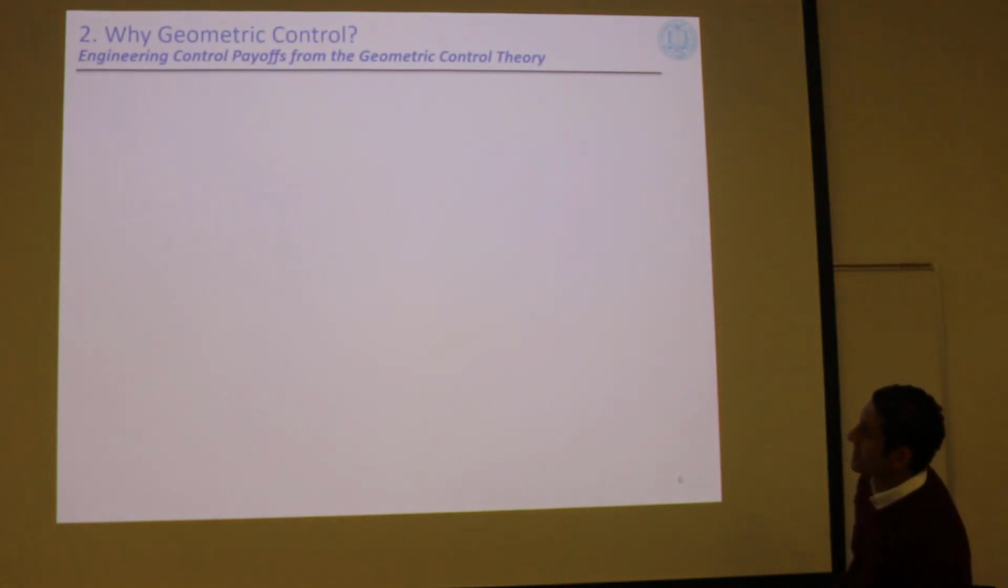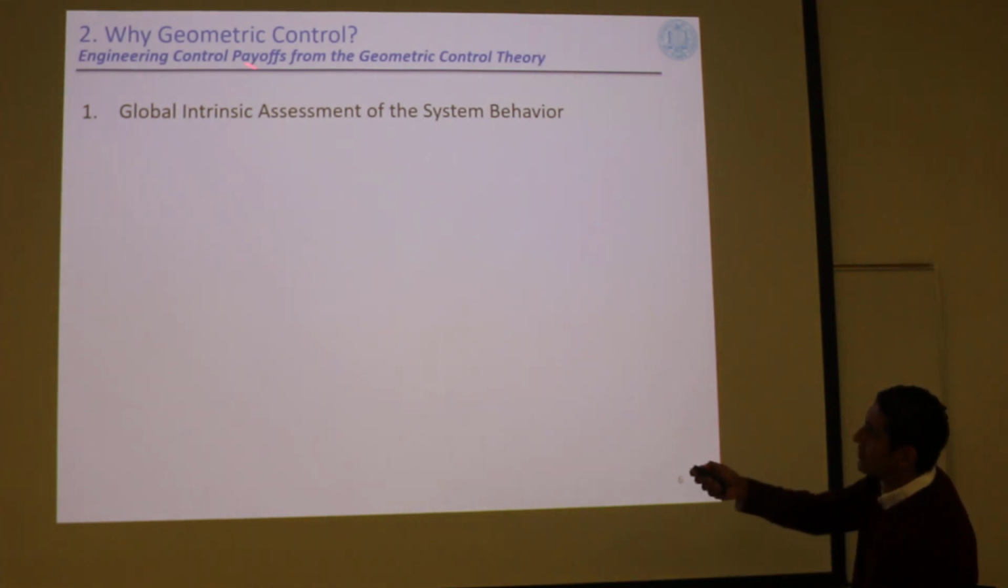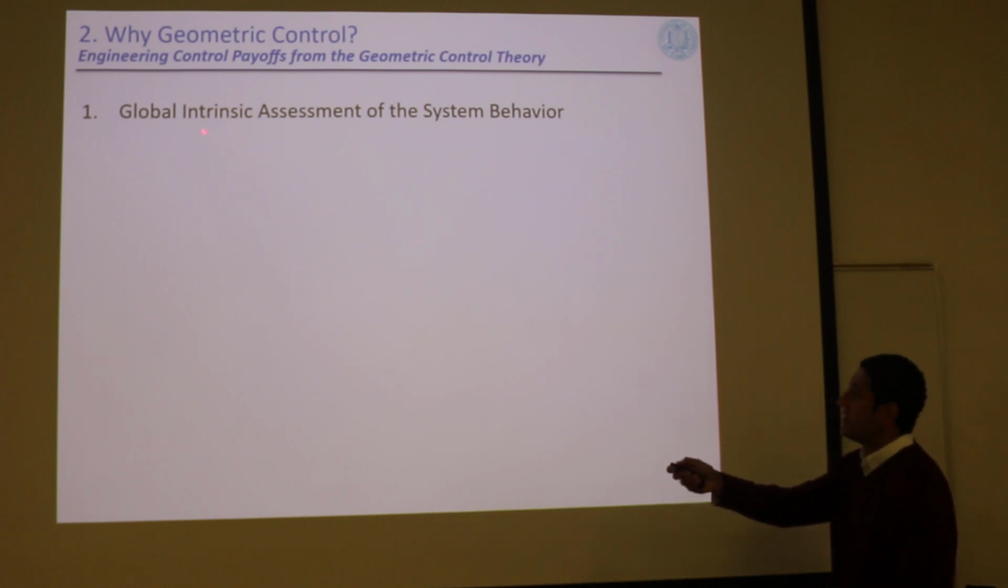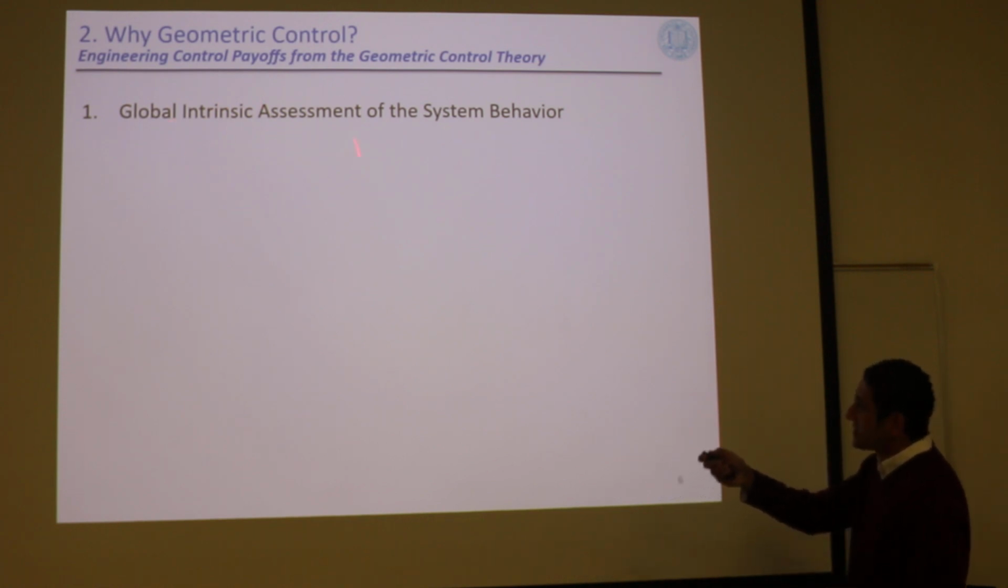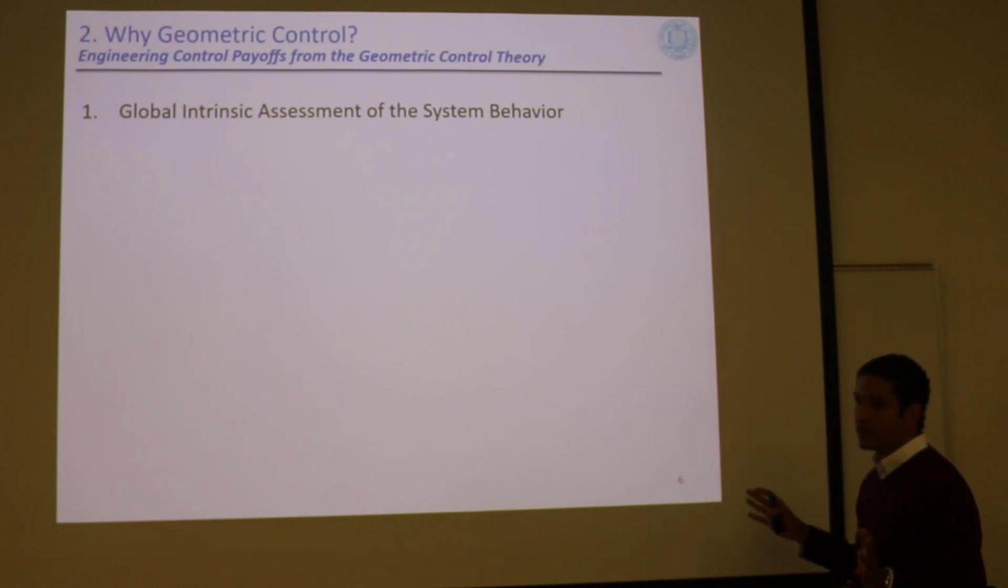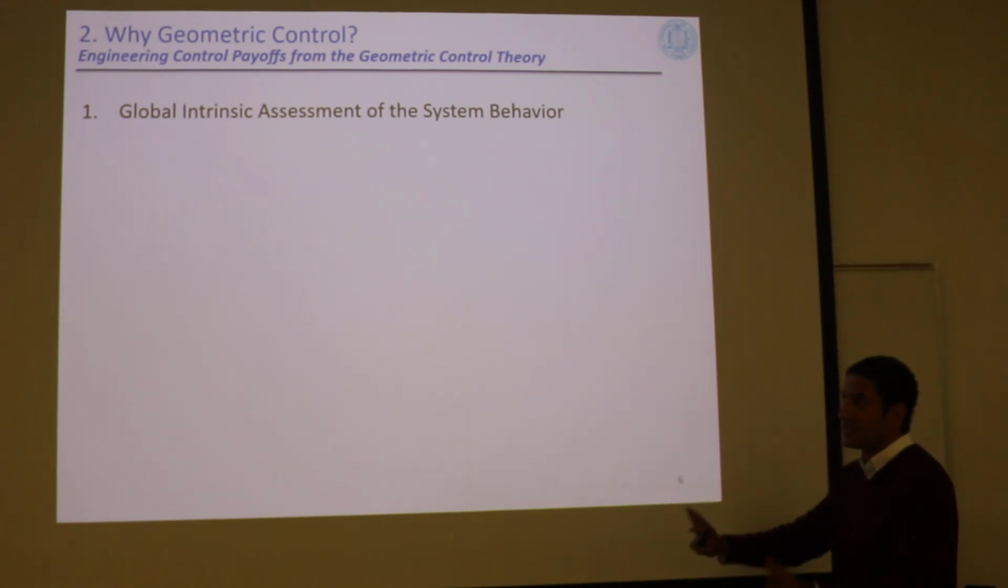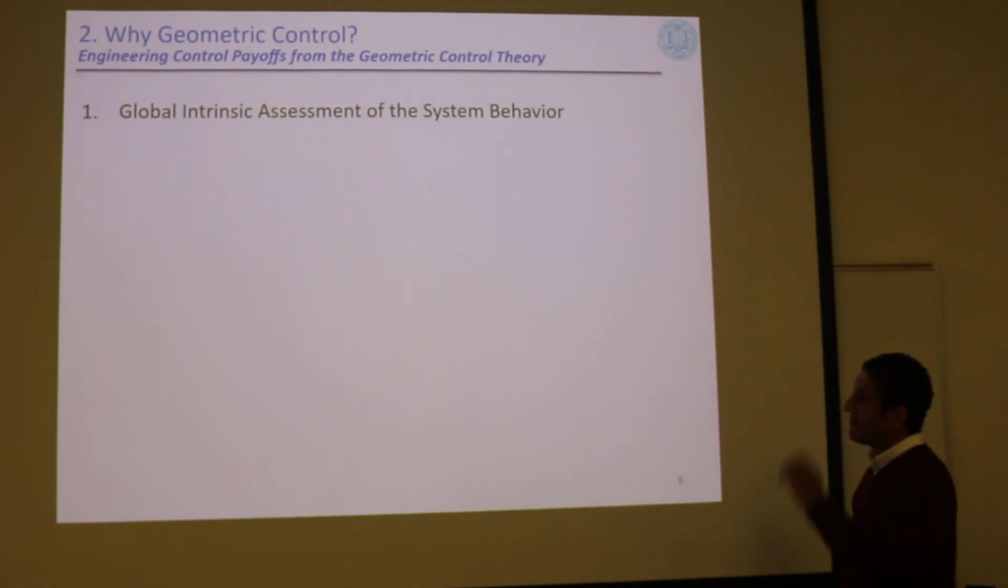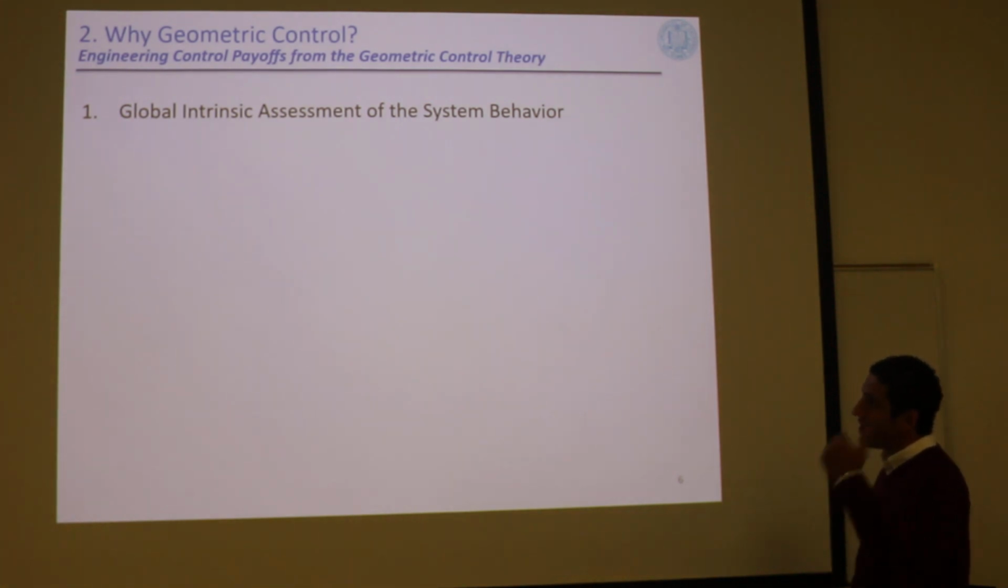So I will move to the second point, which is why geometric control and how you can benefit from it. And the first benefit is what I just said. It will give you a global intrinsic assessment of the system behavior. If you want to have a global picture, there is no way to do a global picture for a system evolving in a curved space without geometric control. There is no way. Okay? And we're going to see a very concrete, very simplistic example that shocked me when I saw it the first time.